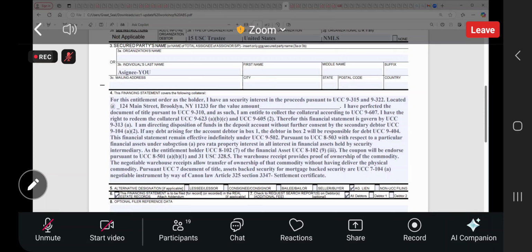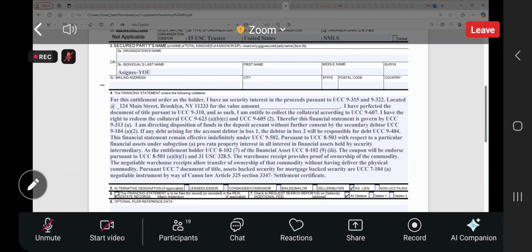Pursuant to UCC 8-503, with respect to a particular financial asset under subsection (a), pro rata property interest and all interest in financial assets held by a securities intermediary. As the entitlement holder, UCC 8-102(7) of the financial asset, UCC 8-102(9), the coupon will be endorsed pursuant to UCC 8-501, (a)(b)(1), and 31 USC 328. That's the forms of endorsement, how it's going to be endorsed.